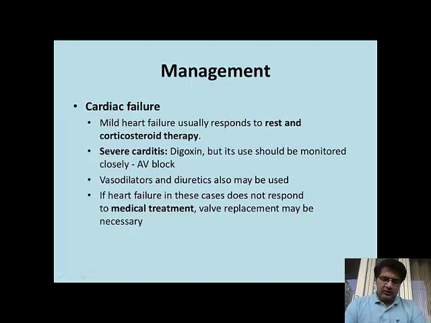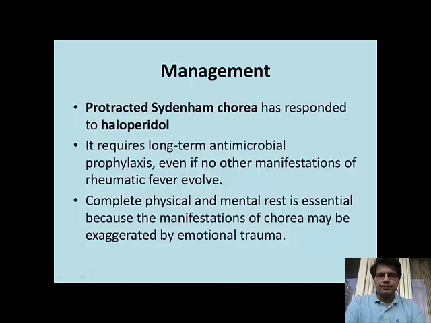But if the heart failure doesn't respond acutely, what should you do? You may have to do a valve replacement. As I discussed earlier, if you have protracted Sydenham's chorea, it will require long-term antimicrobial prophylaxis. Sydenham's chorea will generally respond to haloperidol. If you have carditis with residual damage, then it will require long-term antimicrobial prophylaxis, which I will discuss.